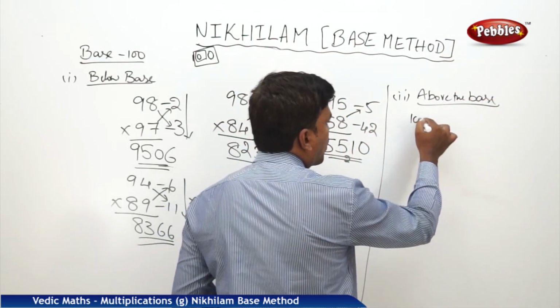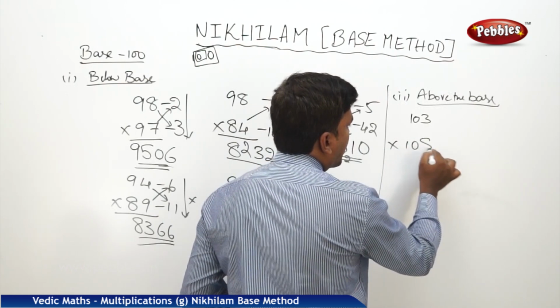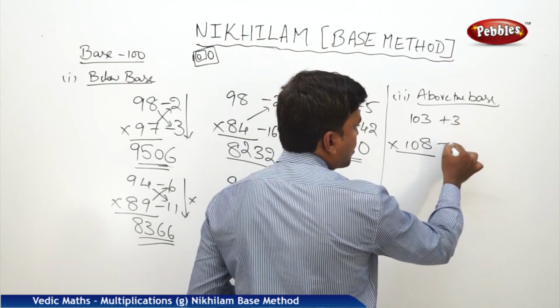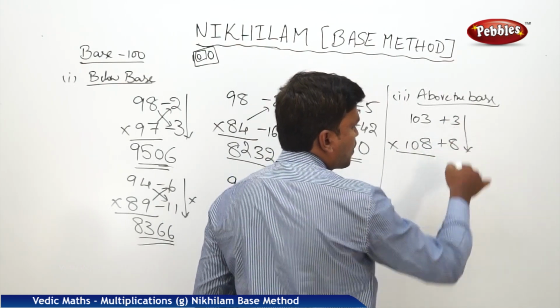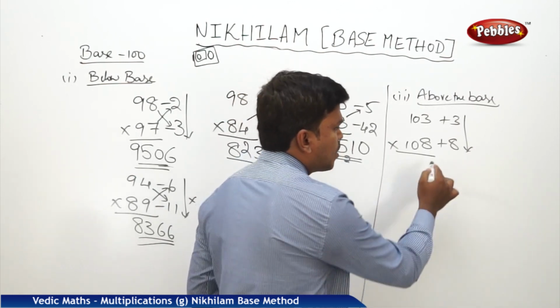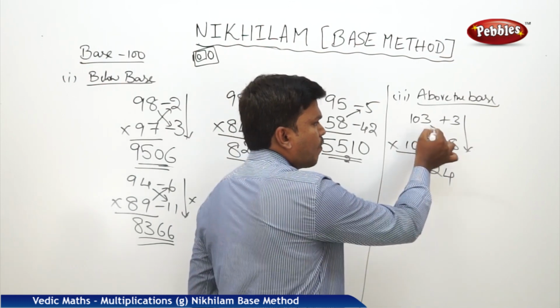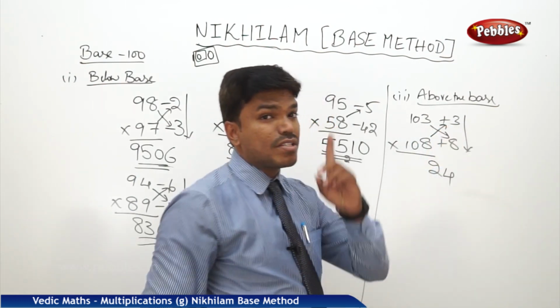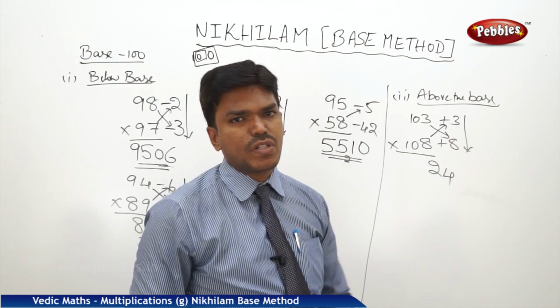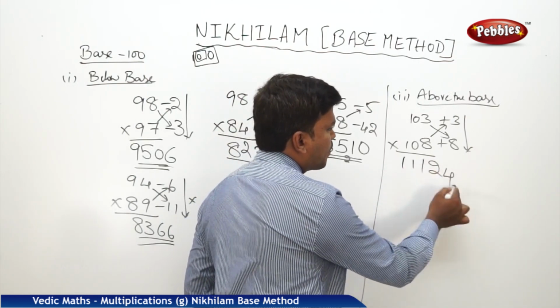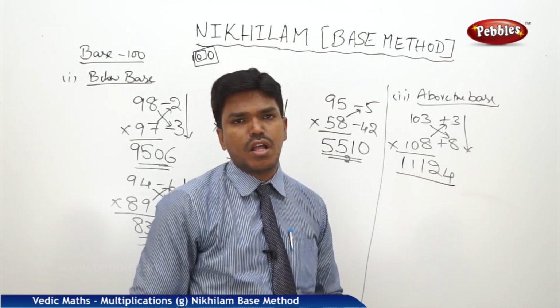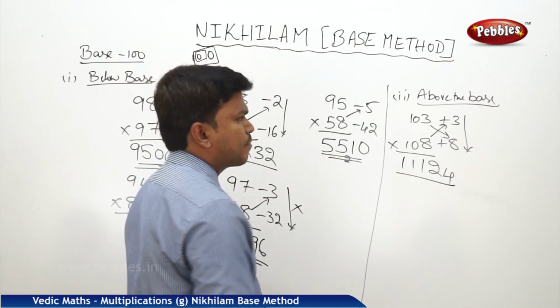Let us take 103 into 108. This time it is plus 3, plus 8. So if you multiply both, 3 8s are 24. So the right side part is 2 digits, no problem with this one. 103 plus 8, 108 plus 3. Cross addition. Okay, both will give the same answer. So what is the answer? 111. So my answer is 11124. Like that we can simply multiply.